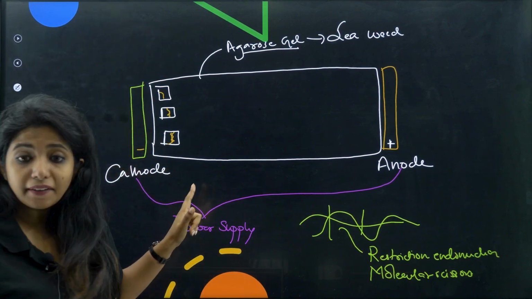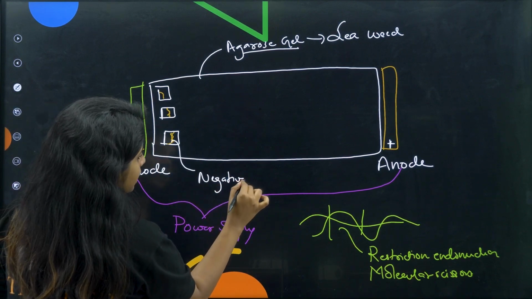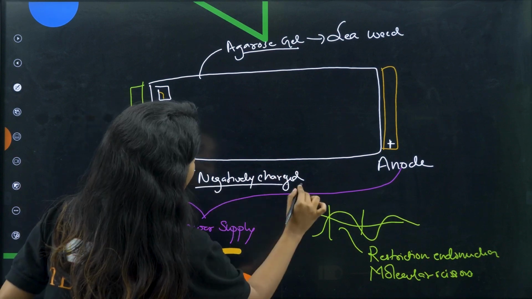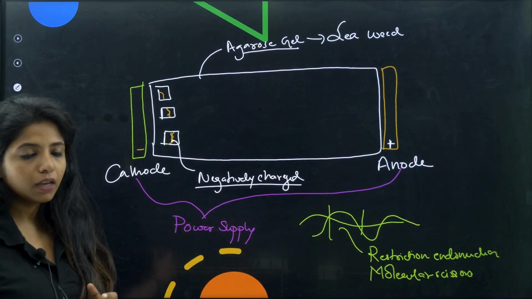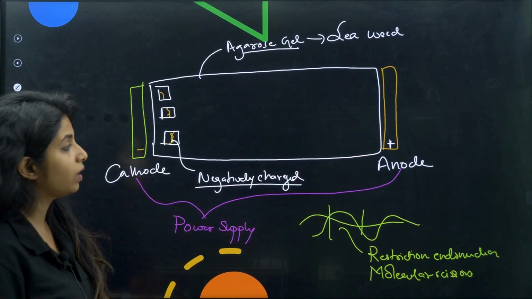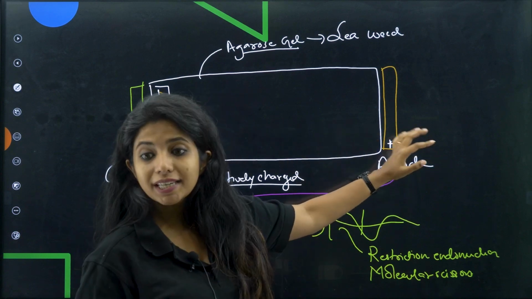So now listen to me carefully. The DNA that I have is negatively charged, my dear children. DNA that we have is negatively charged because of the phosphate groups which are present over there in high amount. So this is the positive end, this is the negative end. So when electric supply is provided, what will happen, children? These will start moving towards the anode.